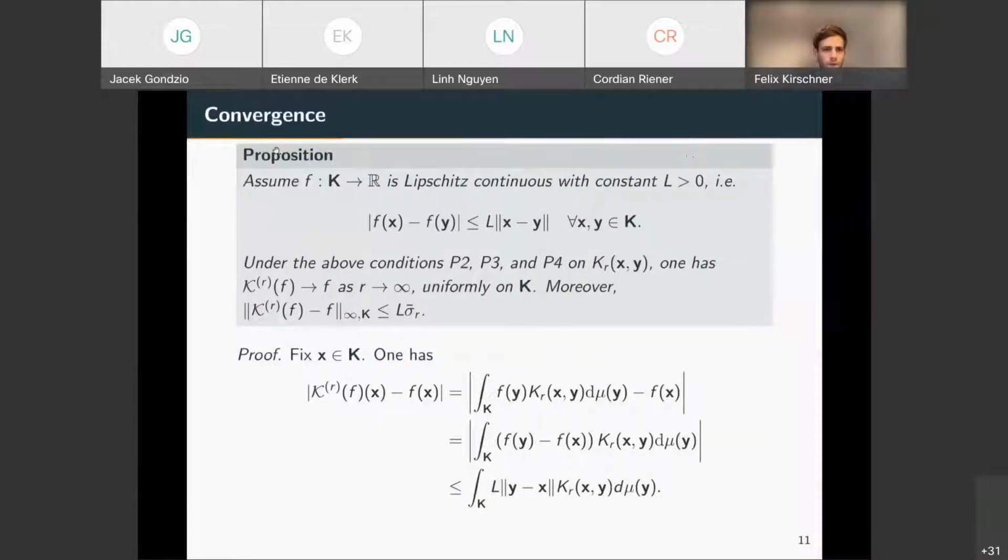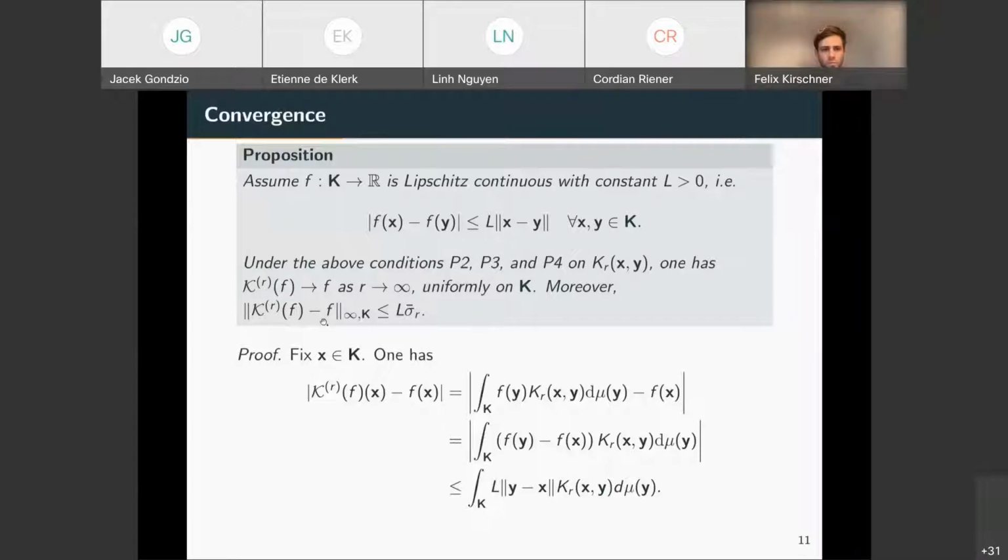For this, we need to assume that f is Lipschitz continuous with constant L. This means that the absolute value of f of x minus f of y is smaller than L times the norm of x minus y. This inequality needs to hold for every x and y in K. Now if we assume properties 2, 3, and 4 on the kernel, then one has the uniform convergence that I just mentioned, and moreover the infinity norm of K_r of f minus f can be bounded in terms of L times sigma r bar.